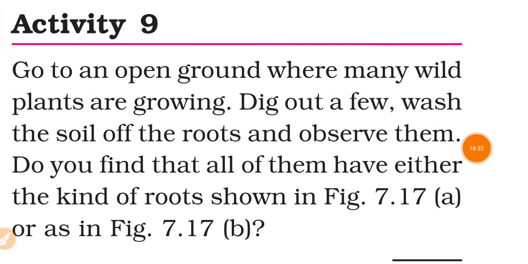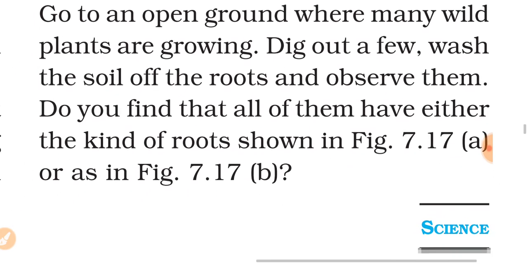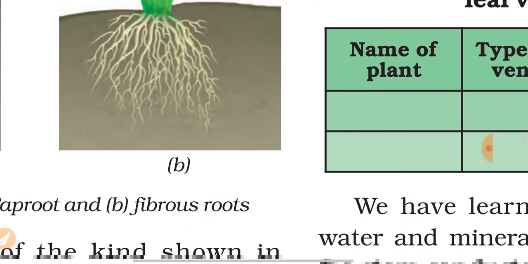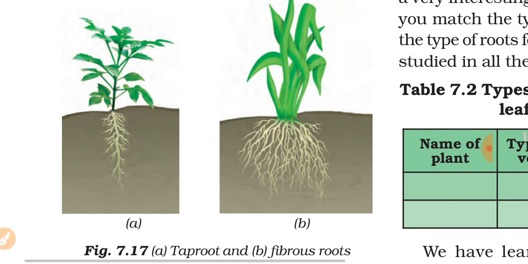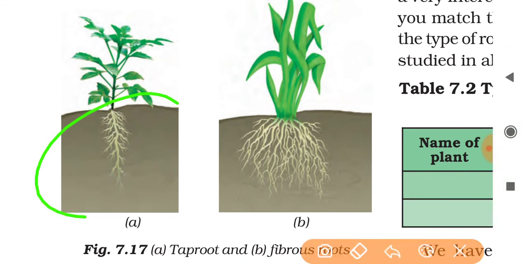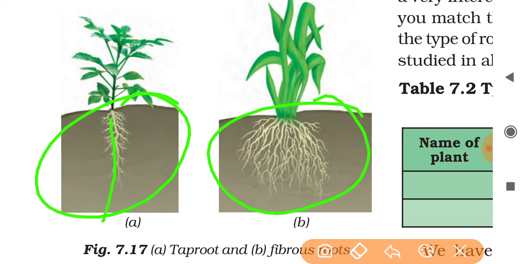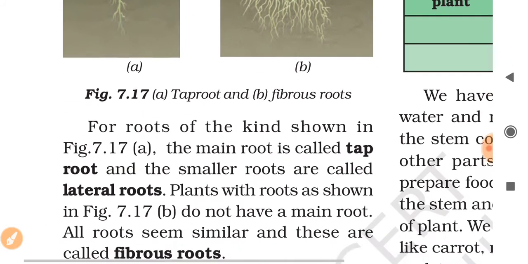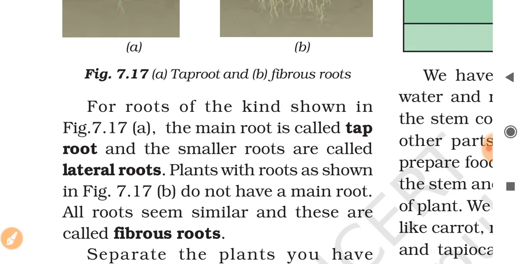So you have to do activity 9, and you have to read it yourself. Okay, if you go to an open ground, you have to dig out some roots. Okay, and you can see this type of figure. So two types of root you will see. First one is taproot, second one is fibrous root. Taproot is mainly one main root, and other roots arise from it, but you can see in fibrous root there is no main root. Okay, if you go into detail, the main root is called taproot, and the smaller roots are called lateral roots.